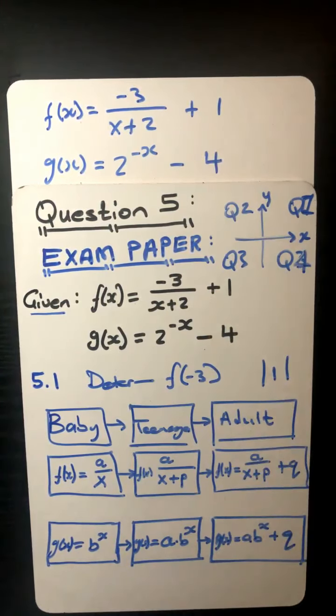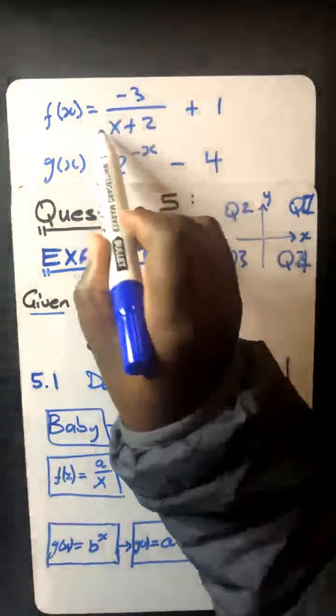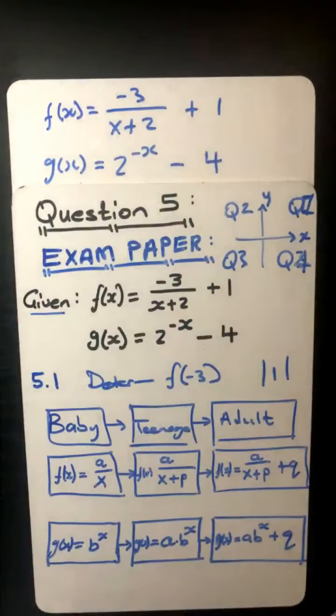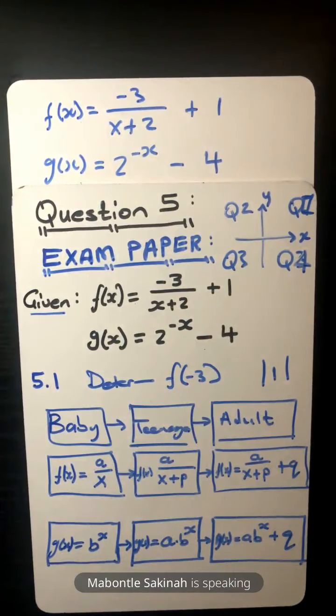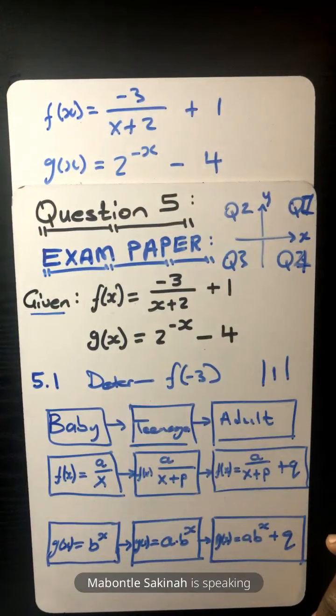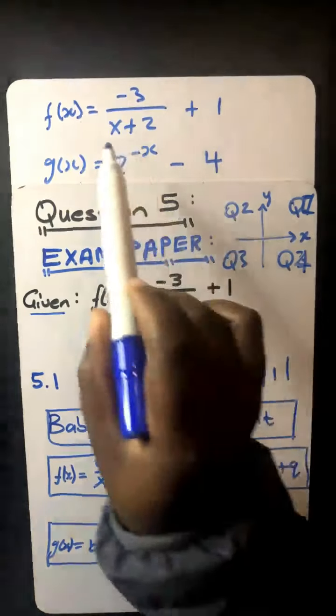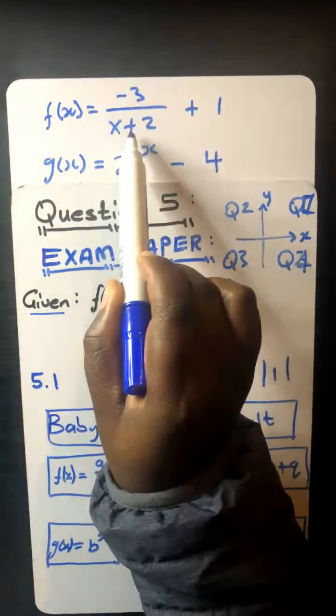So now, what can you say, Sakina, with regards to that denominator there, x plus 2? Is there something that you want to say with regards to that? X plus 2 is not where our turning point is. Yeah. Okay. So, remember, Sakina, this is x plus 2.